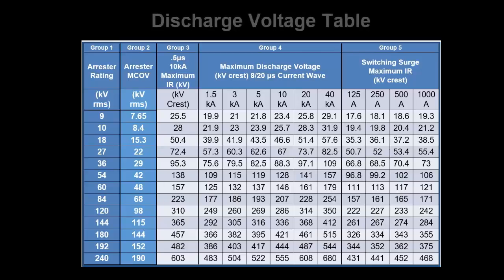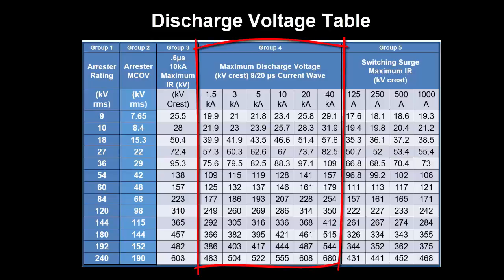Next, let's discuss the discharge voltage tables. The most basic reason for purchasing an arrestor is for surge protection. This table tells you how well the arrestor in question protects equipment. It is the discharge voltage that you are paying for when you make that purchase, also called the clamping voltage or the residual voltage.